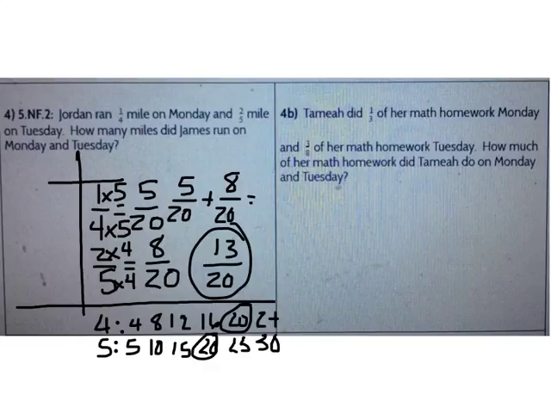Now you try one. Tamia did 1/3 of her math homework on Monday and 3/8 of her math homework Tuesday. How much of her math homework did Tamia do on Monday and Tuesday? Go ahead and try that problem now.